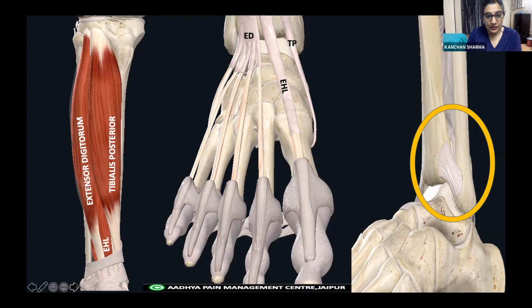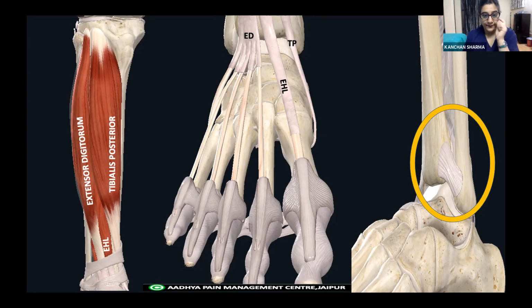This is the anterior ankle. Anterior ankle, just remember 2 points. 1 point, the anterior compartment is your dorsiflexors. Means when these muscles contract, your foot, this is the foot, will come towards you. So they are the dorsiflexors.